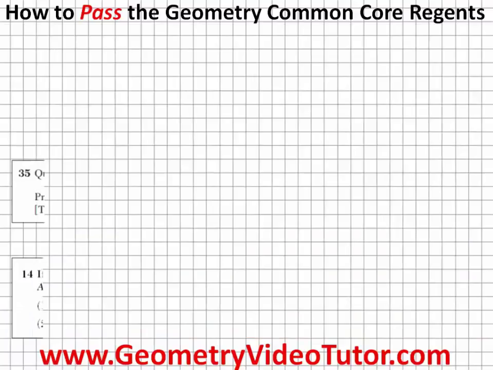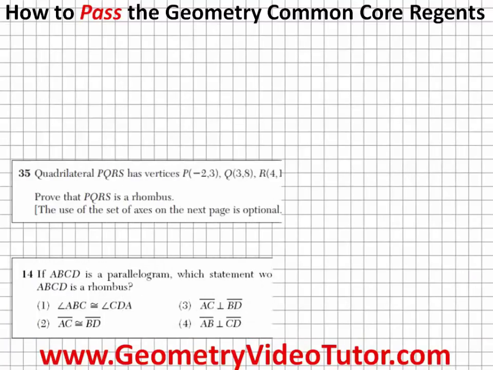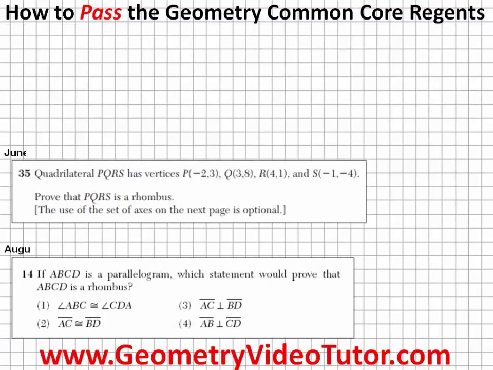Okay. Now next up, the proofs. A lot of you said you struggle with proofs. So here you have to prove that PQRS is a rhombus. That was on June 2017, question 35. That's a 6-point question, so you're going to have to show some work there. And then on August 2017, it was a multiple choice question proving that ABCD is a rhombus.